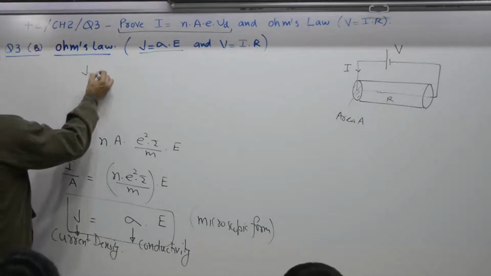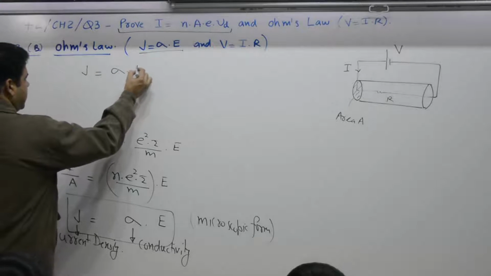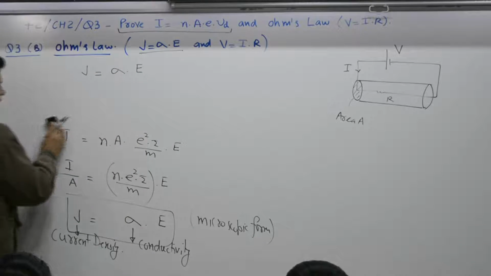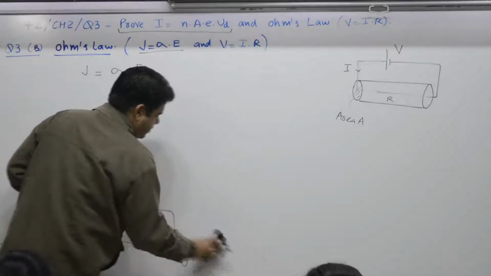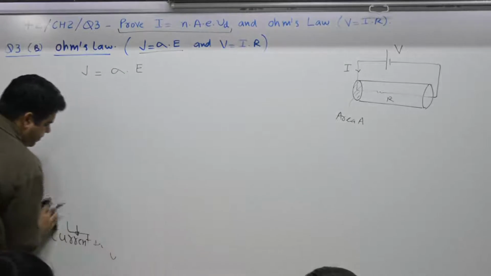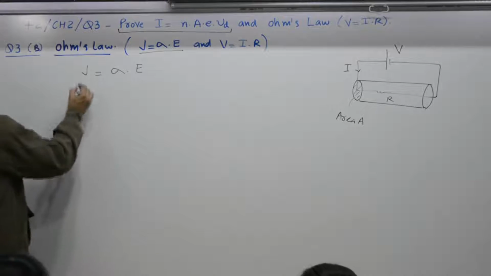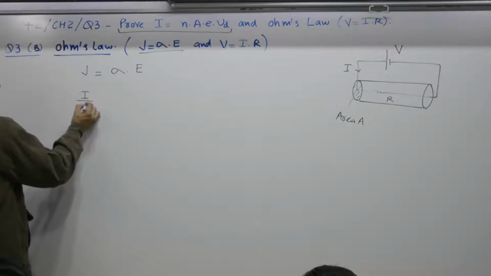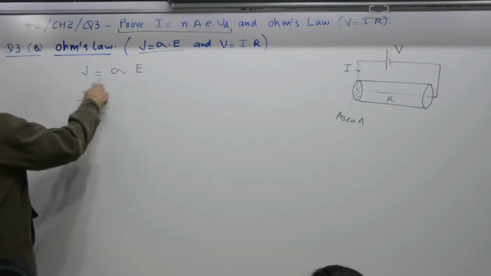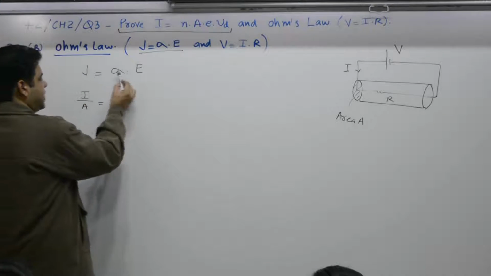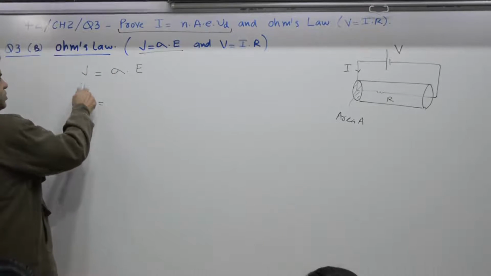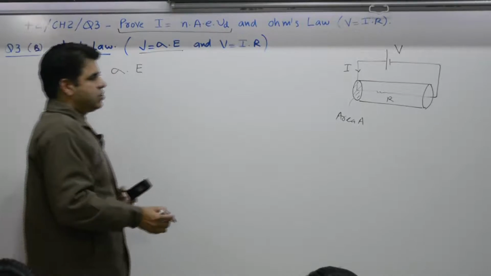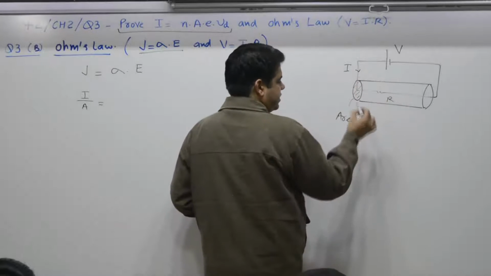J is equal to conductivity times E. We want to change it to the V is equal to I into R form. What is J? J is current per unit area. We want to change this form, J is equal to conductivity times E, to V is equal to I into R. So that is why I am changing J to I. So current flowing per unit area is I.